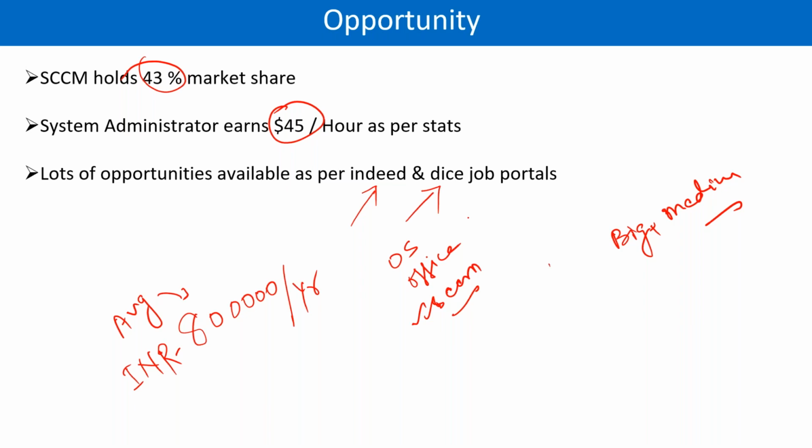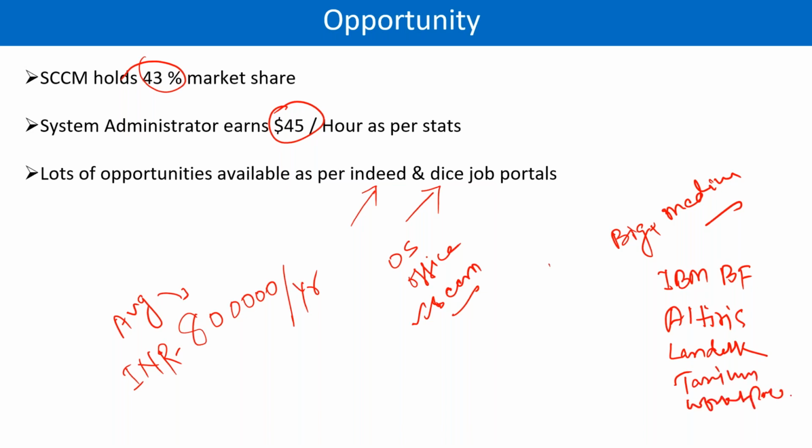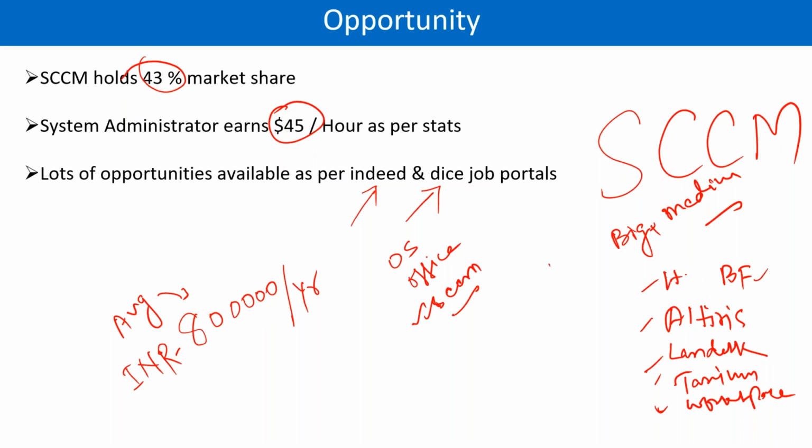Now, apart from SCCM, you have other tools like IBM BigFix, which are competitors of SCCM. Then Altiris, this is from Symantec. Then you have Landesk from Ivanti. Then we have Tanium, and then we have Workspace. These are some of the competitors of SCCM, but SCCM is way ahead of these competitors. It is a giant. IBM BigFix is now sold to HCL, and now it is HCL BigFix.